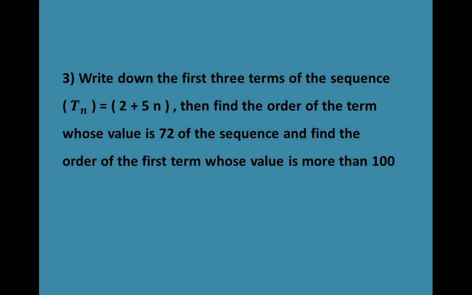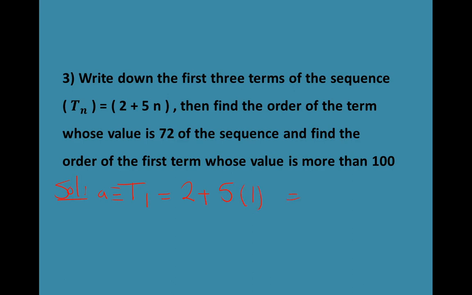If given a general term rule for the sequence, you can use it directly to find the terms of this sequence. I'll try to find firstly T1, which is the value of A. T1 equals 2 plus 5, I'll substitute by 1 instead of n.